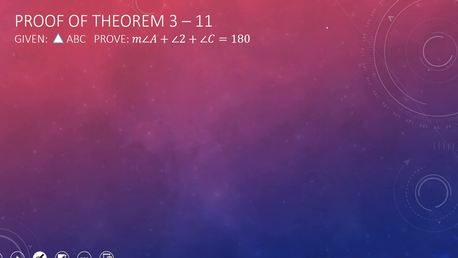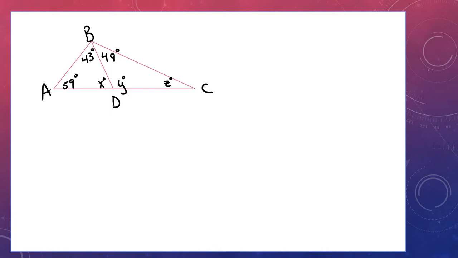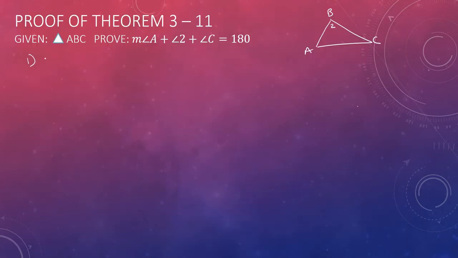So given triangle ABC, we're going to prove that the measure of angle A, and you'll see what angle 2 is in a minute, angle 2 and angle C, well actually we'll label it now, equal 180. So proof. First thing we're going to do is draw line PR through point B parallel to AC.